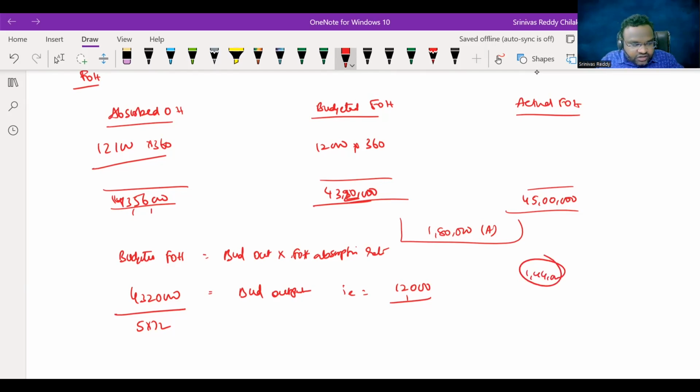1,44,000 adverse. That is the production overhead cost variance. So that is the reason, sir, we have discussed in detail about standard costing. Please do not neglect any question. 10 marks would be in your pocket. That is the assurance I can give you with regard to standard costing.